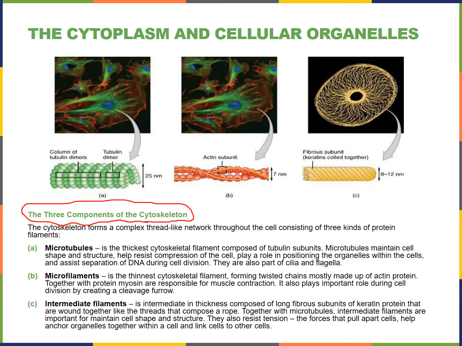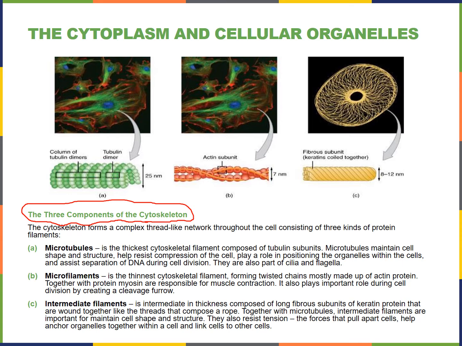Microtubules maintain cell shape and structure and help resist compression of the cell, play a role in positioning the organelles within the cells, and assist separation of DNA during cell division. They are also part of the cilia and flagella.